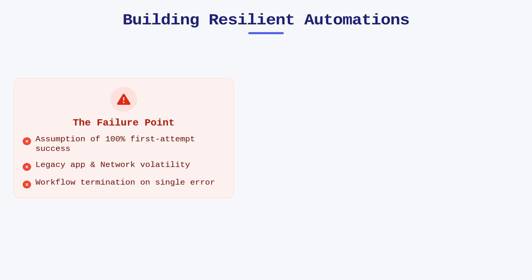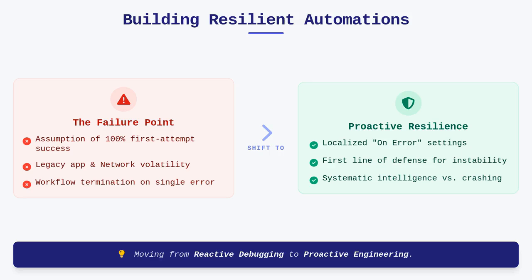This is where we shift from reactive debugging to proactive resilience, ensuring that our bots handle environmental fluctuations with systematic intelligence rather than crashing unexpectedly.